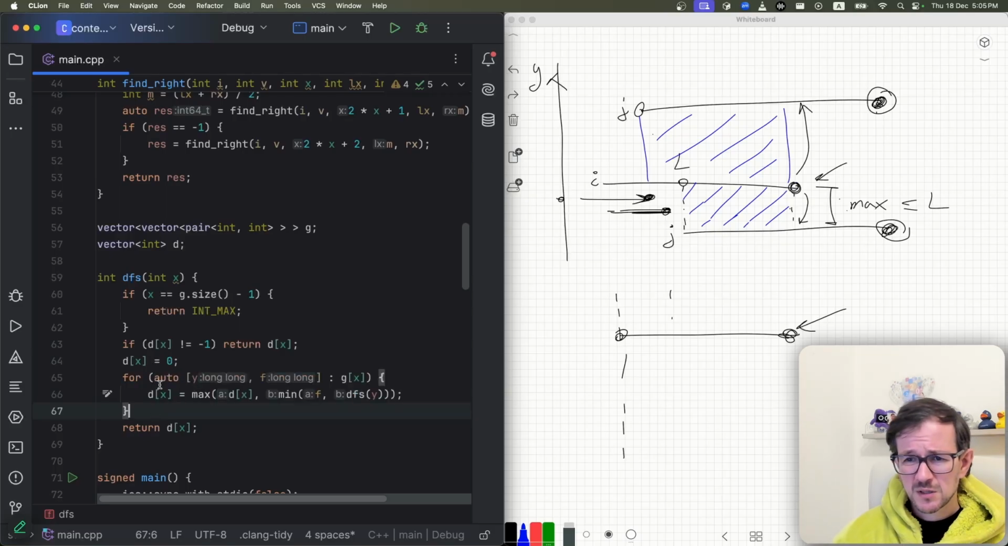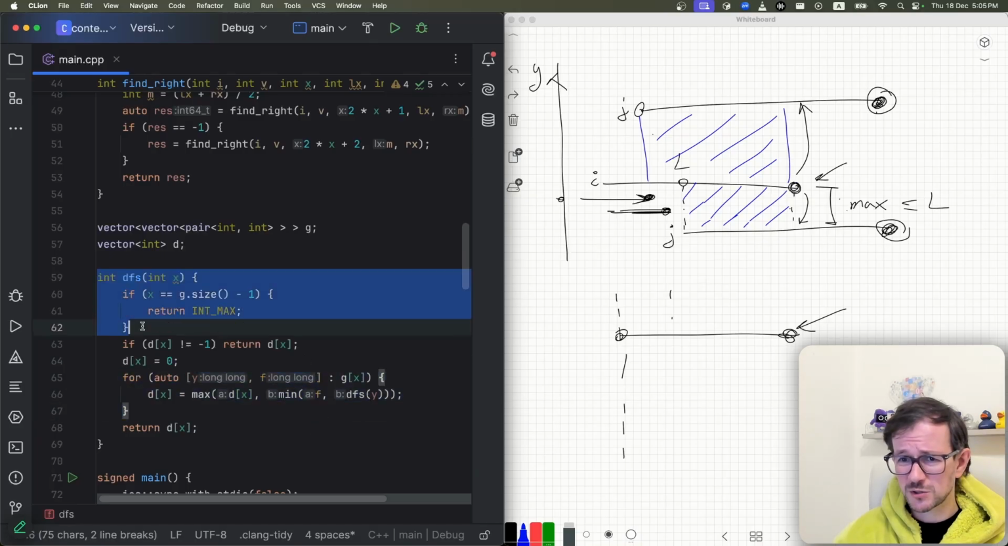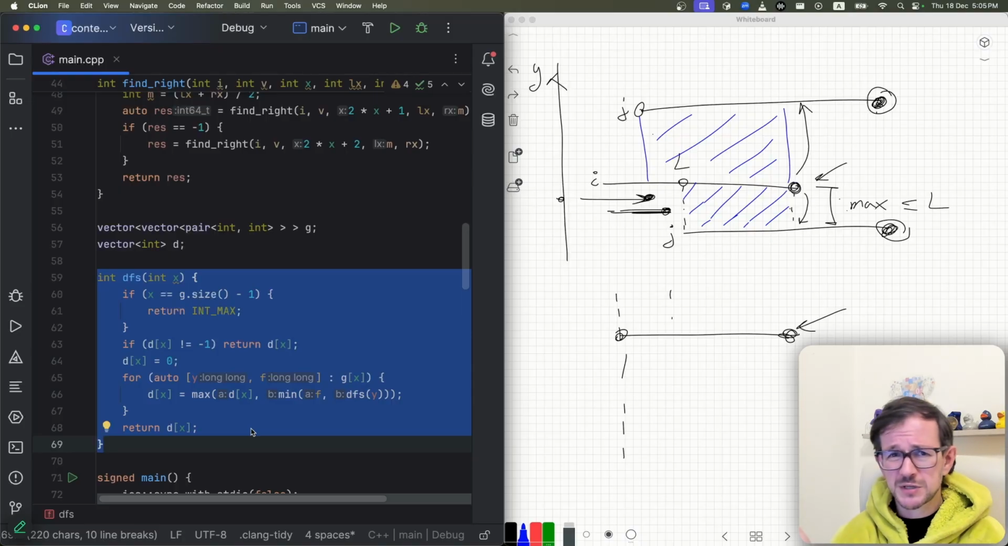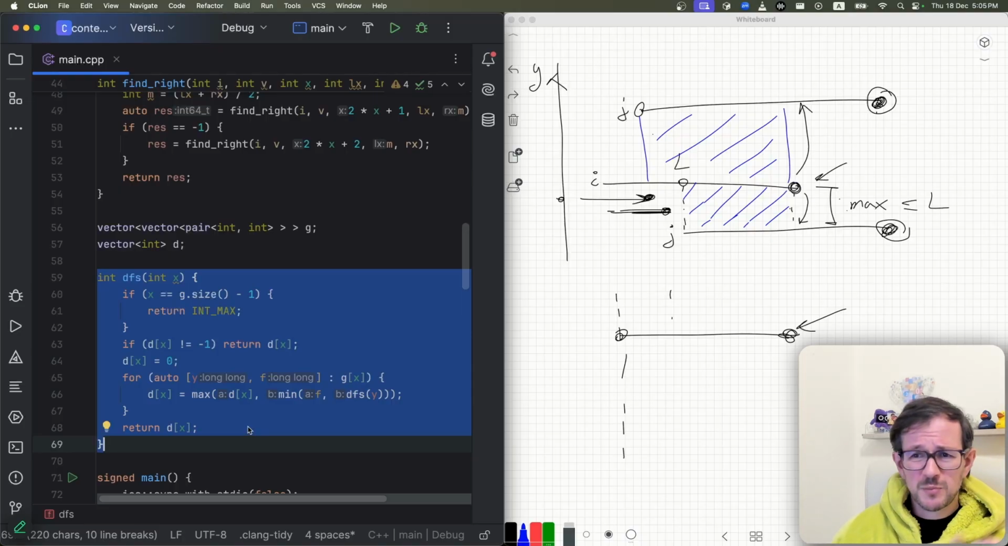So here I will take all the edges and check the maximum of the minimum of this flow and the DFS of this edge. So it's just dynamic programming here, but over the topological sorting. You can do it in two steps: make the topological sorting and then the dynamic programming. I usually prefer to do it in a single recursive function like this.